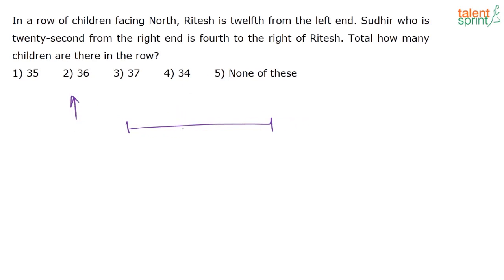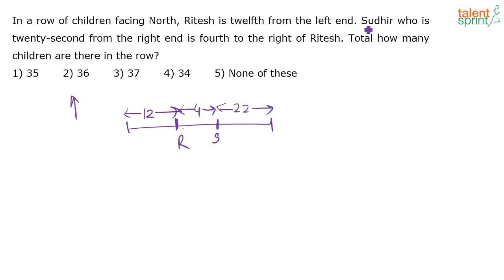So this is the total number of students who are standing. So this is Ritesh. He is 12th from the left. Okay. Sudhir, who is 22nd from the right, is 4th to the right of Ritesh. So Sudhir is here, means he is 4th to the right of Ritesh. Okay. And Sudhir is 22nd from the right.